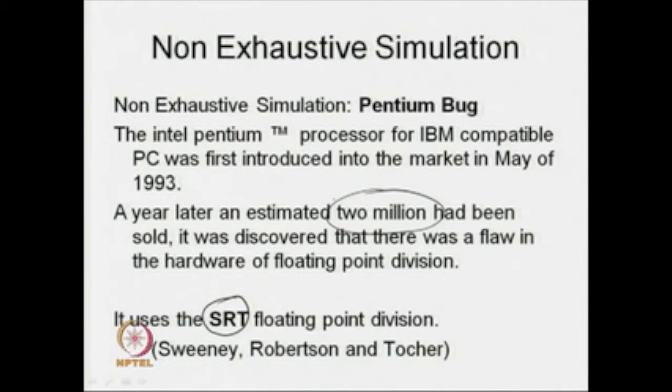From this error, all EDA companies learned a lesson, and they concluded that non-exhaustive simulation is not the solution. We moved from exhaustive simulation to non-exhaustive simulation, but that is not the right approach either. It is not going to give an error-free design. At that point, people were wondering what to do.